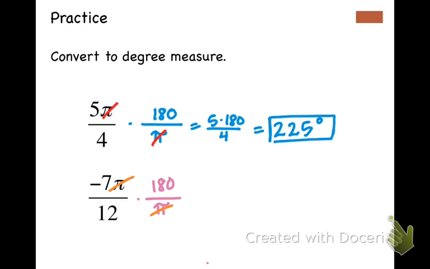And you can write out that step, or you can go straight to your calculator and do negative 7 times 180 divided by 12, and you would get negative 105. So we get negative 105 degrees. Okay, so it's all about that relationship that pi radians is 180 degrees. And just like you did in chemistry, however long ago that was for you, when you do those unit conversions, we're going to multiply by that fraction of 180 over pi, or pi over 180.